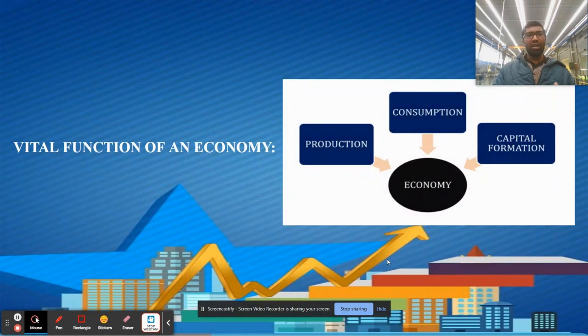And what are the vital functions of economy? For example, if you see economy, there's a production. For example, if we take industry which is making chocolates, the production there is chocolates. And consumption, what do they need to make a chocolate? They need cocoa powder, they need milk, they need plastic wrappers to wrap the chocolate and stuff. So in this way, for building an economy, the production is needed, the consumption and capital formation.